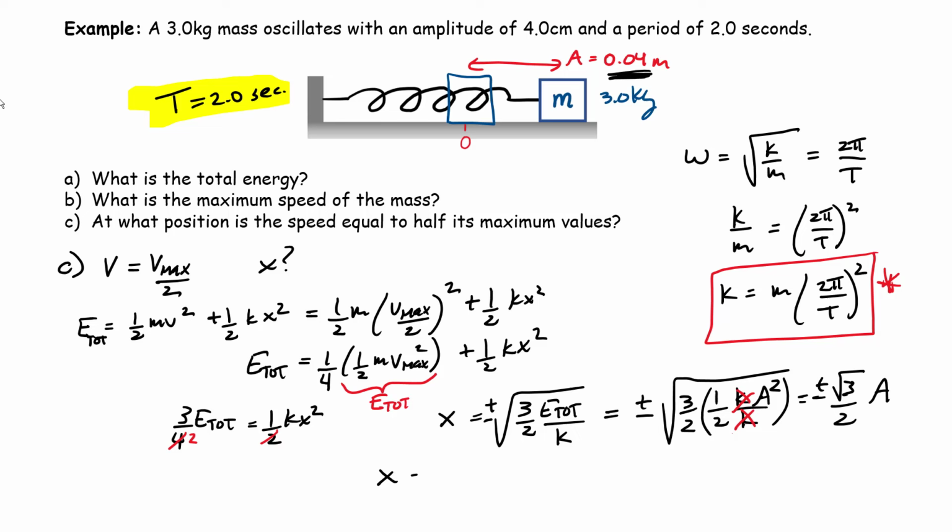You put that in the calculator: plus or minus square root of 3 over 2 multiplied by 0.04. And lo and behold, I should get 3.5 centimeters. So 0.035 meters would be my position x, where my speed is equal to half the maximum speed. This is a nice problem dealing with energy in simple harmonic motion.